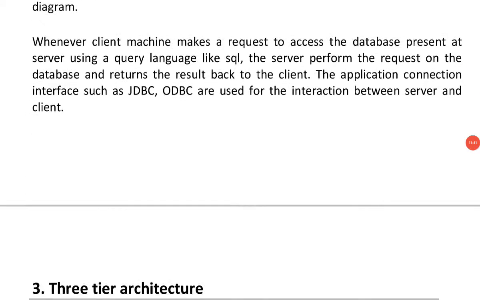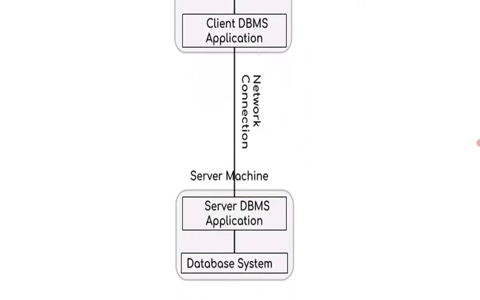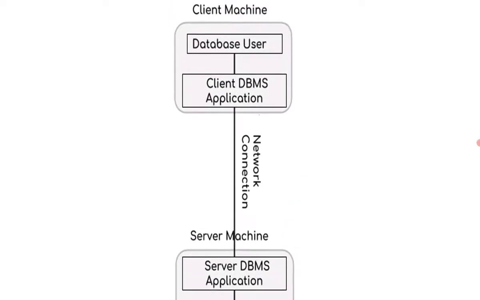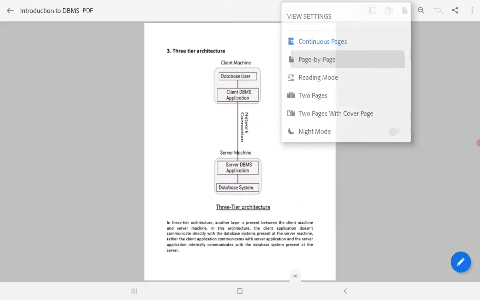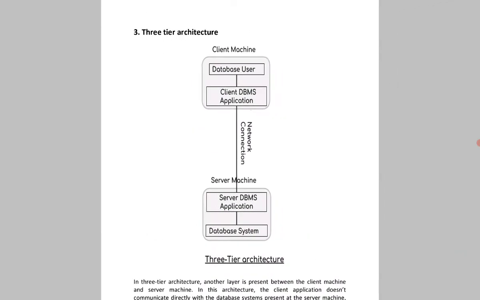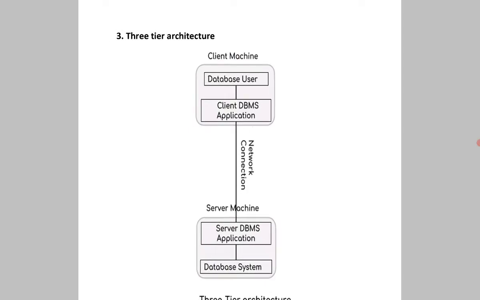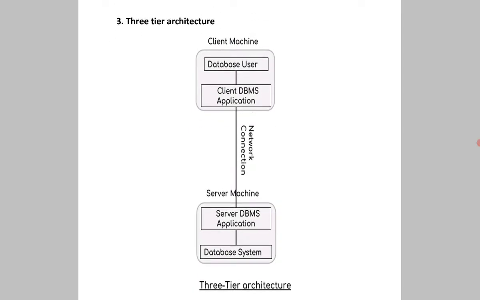The next model is called 3-tier architecture. What is a 3-tier architecture? Generally the diagram is like this. In 3-tier architecture, we have database systems, server systems, and DBMS applications. We have 3 layers.